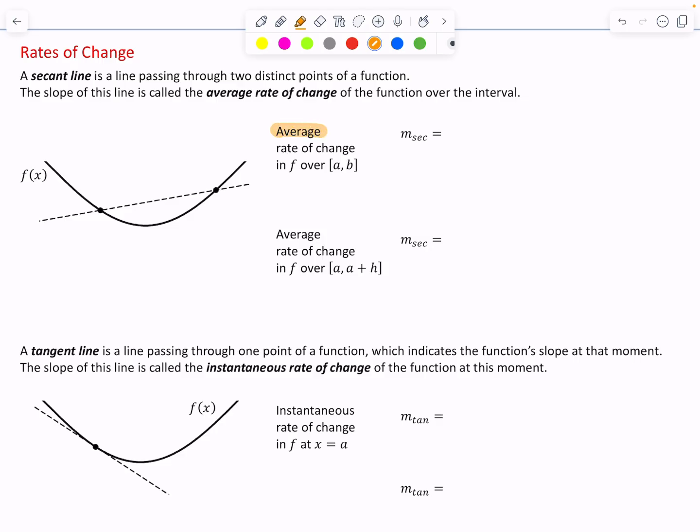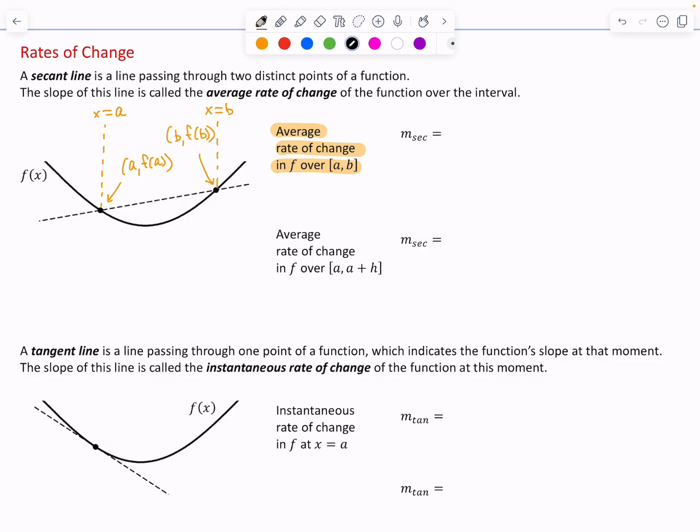First, let's set up a formula for finding the average rate of change in this function over the interval from a to b. So let's say the left x-coordinate of that point is x equals a, and the right x-coordinate is x equals b. So the coordinates of that first point would be a, comma, and the best we can say is f of a. You plug a into the function to get the output. And the second point would have coordinates b, comma, f of b.